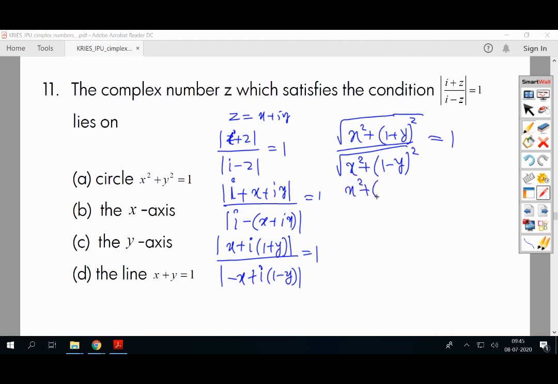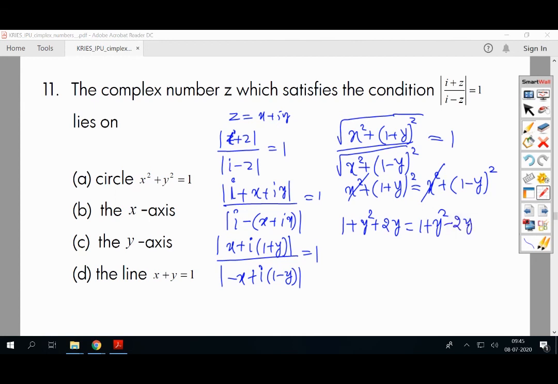So x square cancel ಆಯ್ತು. Now 1 plus y the whole square is equal to 1 minus y the whole square ಬರ್ತಾ ಇದೆ. You can expand this one. It is 1 plus y square plus 2y. It is equal to 1 plus y square minus 2y ಬರ್ತದೆ. 1 plus y square gets cancelled with the same. Minus 2y ಈ ಕಡೆ ತಗೊಂಡಾಗ 2y plus 2y, 4y is equal to 0 ಆಯ್ತು. y is equal to 0 ಬರ್ತಾ ಇದೆ.